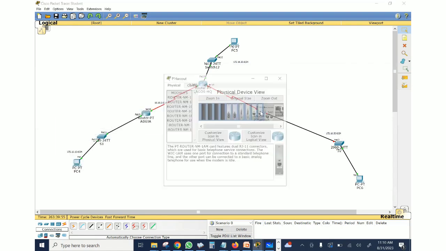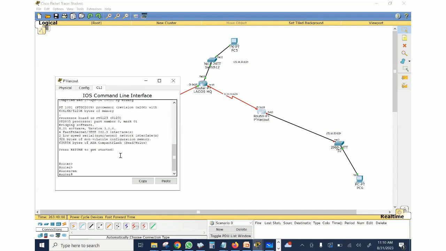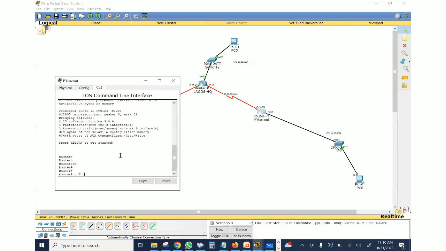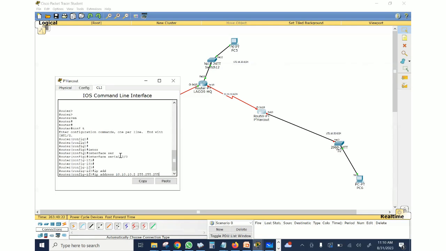Let's go and do for Port Harcourt router. So we're in Port Harcourt router now. Enable, interface Serial 2/0, IP address 10.10.10.2, right? 255.255.255.0. Okay, and do no shutdown.